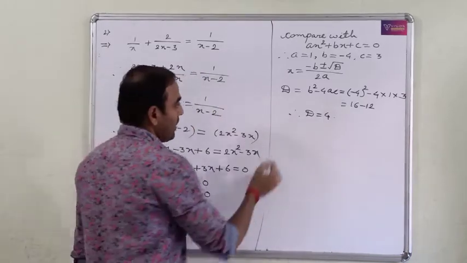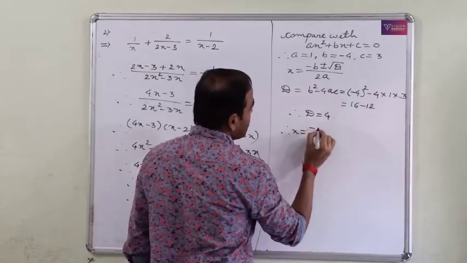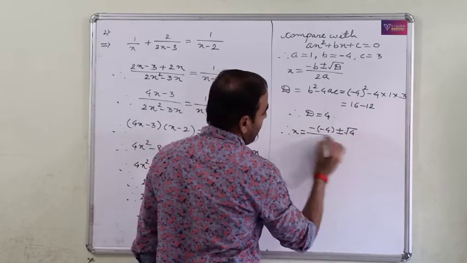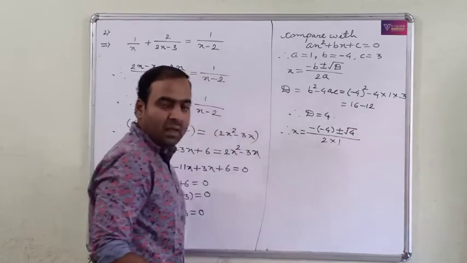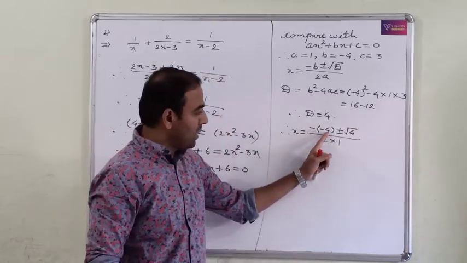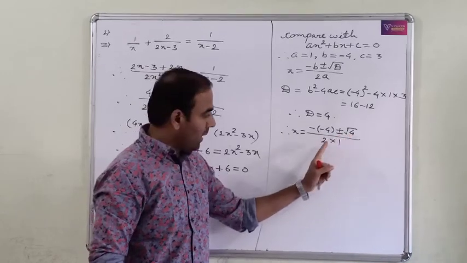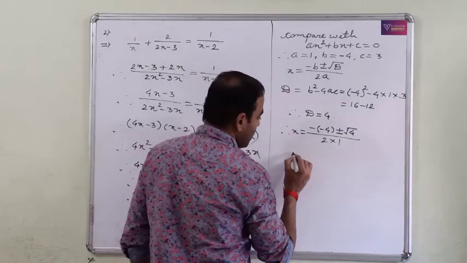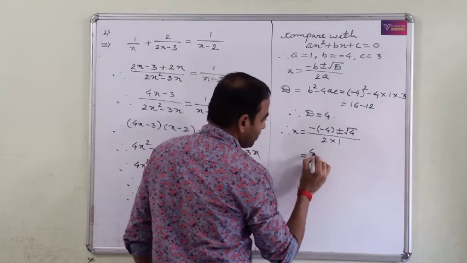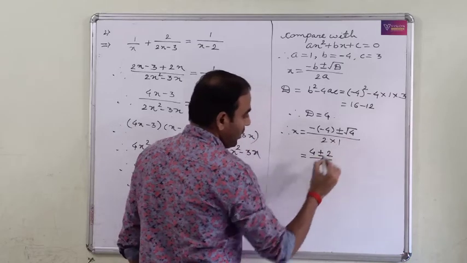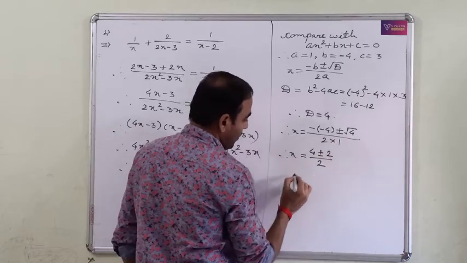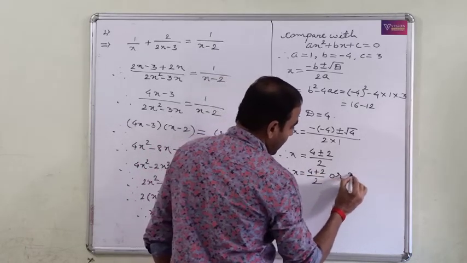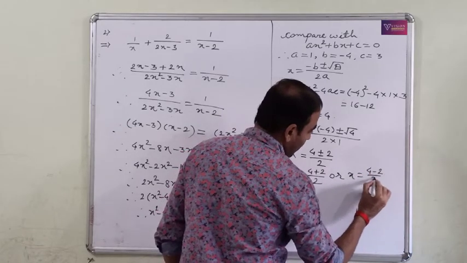You got it? So put the value there. For x equals minus b, what is the value? Minus minus 4 plus or minus under root d, meaning 4, upon 2 into a, where the value of a is 1. So we get minus into minus plus, or minus root of 4 is 2, upon 2. Therefore, x equals 4 plus 2 upon 2 or x equals 4 minus 2 upon 2.